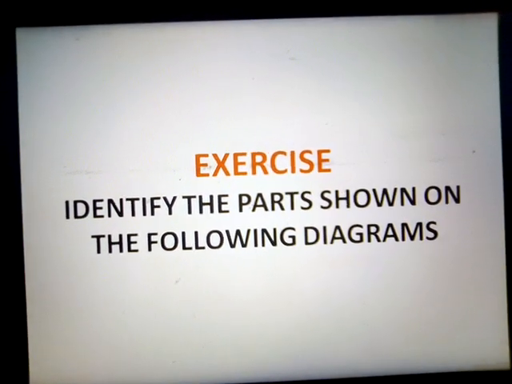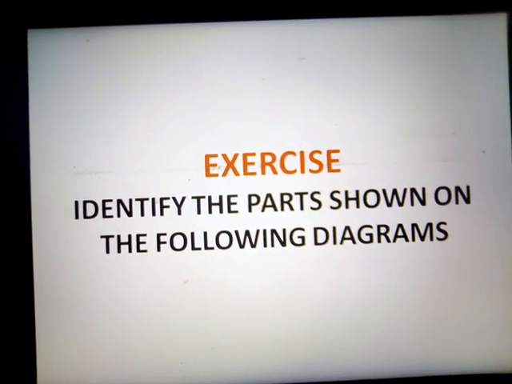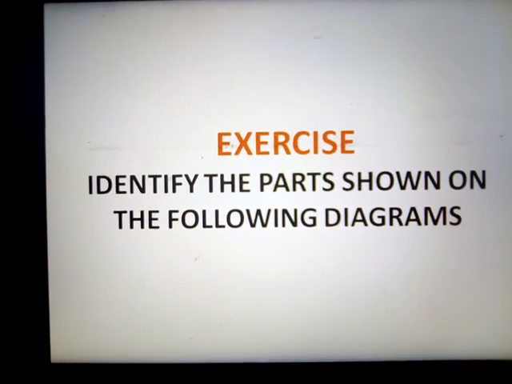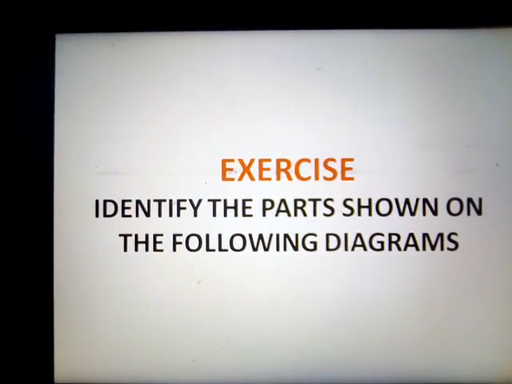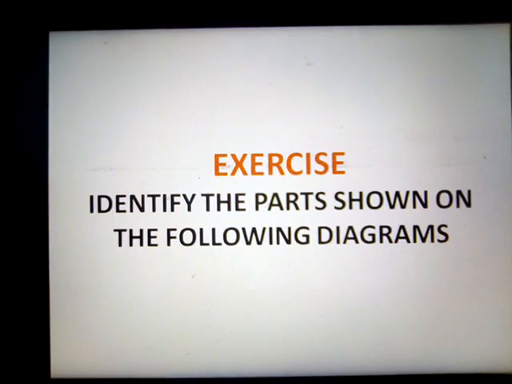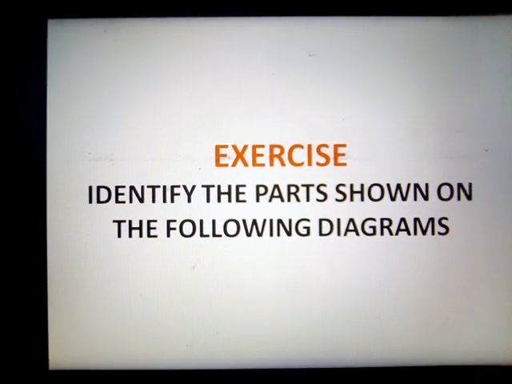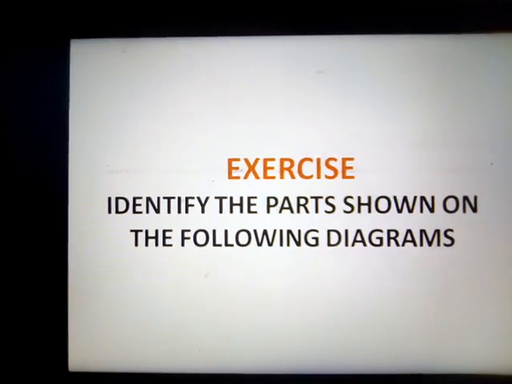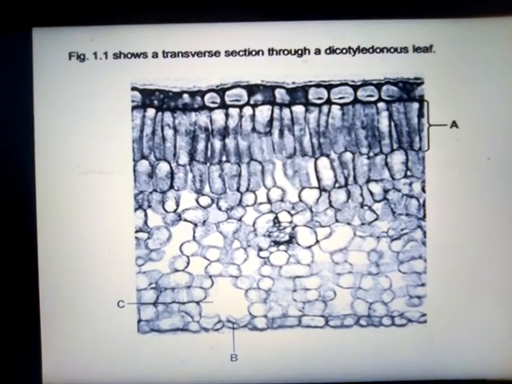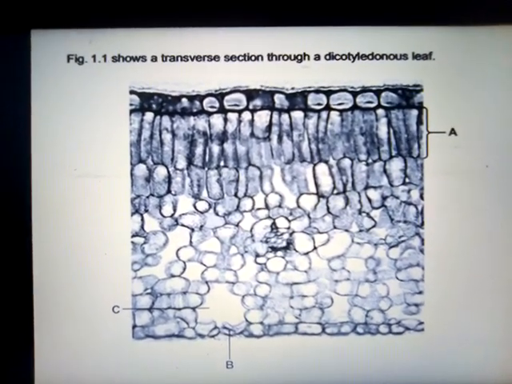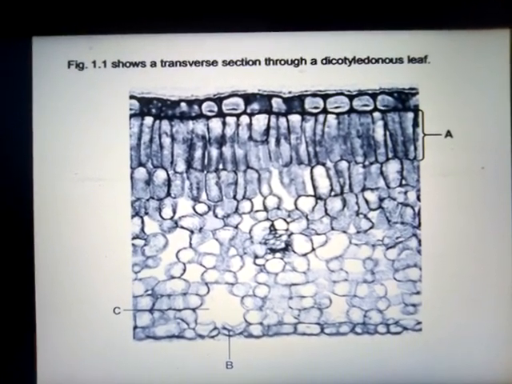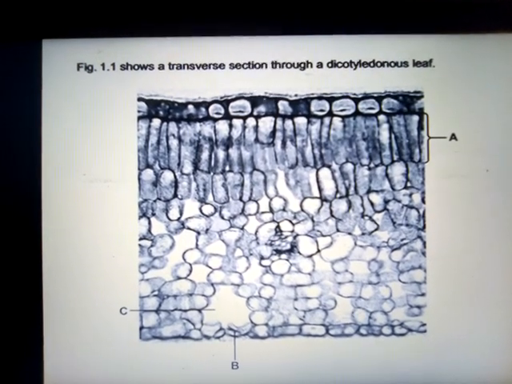Exercise. Identify the parts shown on the following diagrams. Write the name of the figure and then the letters that represent the various parts with the names of the parts. Figure 1.1 shows a transverse section through a dicotyledonous leaf. Identify the parts A, B, and C.